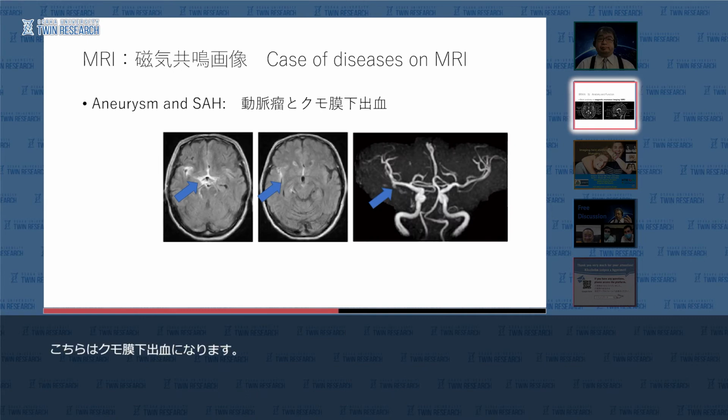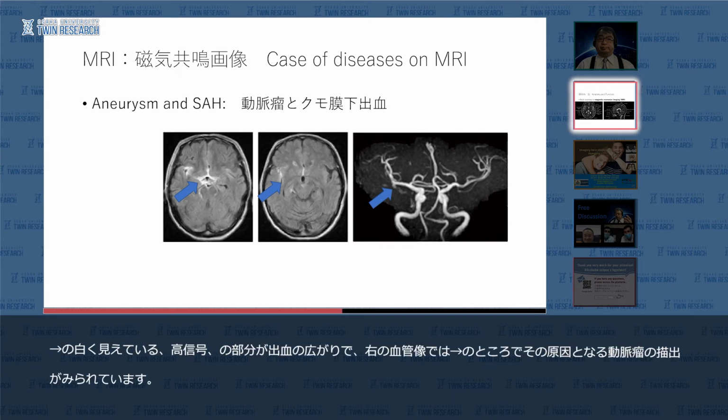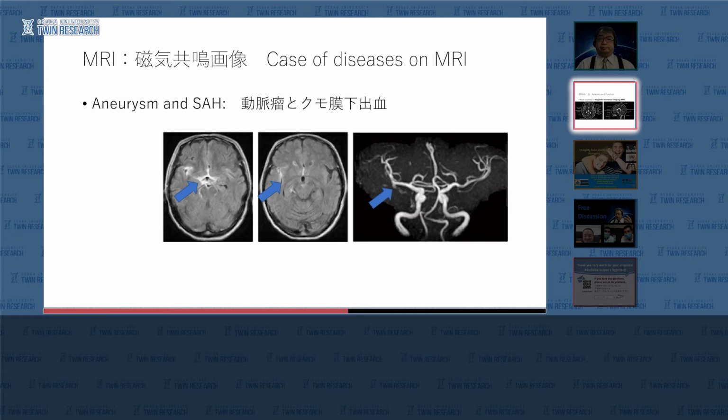This is a case of SAH, subarachnoid hemorrhage, due to the rupture of a brain arterial aneurysm. Subarachnoid hemorrhage can be seen as a high signal intensity area spreading along the brain surface, pointed to by blue arrows. The blue arrow also points to the brain aneurysm on MR angiography.